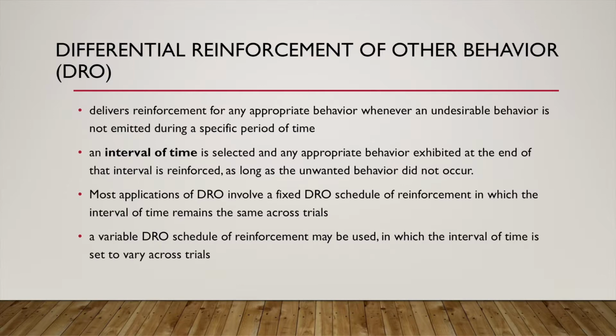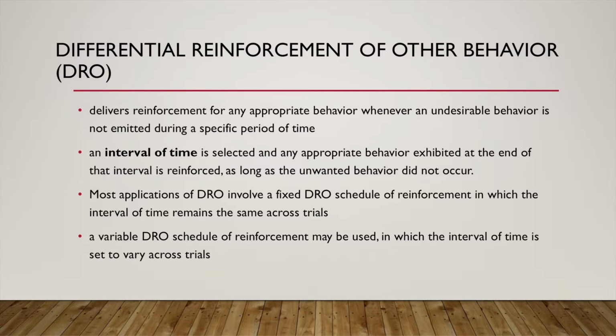So the third procedure that I'm going to introduce to all of you is DRO, differential reinforcement of other behavior. Actually, it delivers reinforcement for any appropriate behavior whenever an undesirable behavior is not emitted during a specified period of time. So actually, a broad range of appropriate behaviors may be reinforced as long as the behavior selected for reduction does not occur. To apply DRO procedures, an interval of time is selected and any appropriate behavior exhibited at the end of that interval is reinforced, as long as the unwanted behavior did not occur.